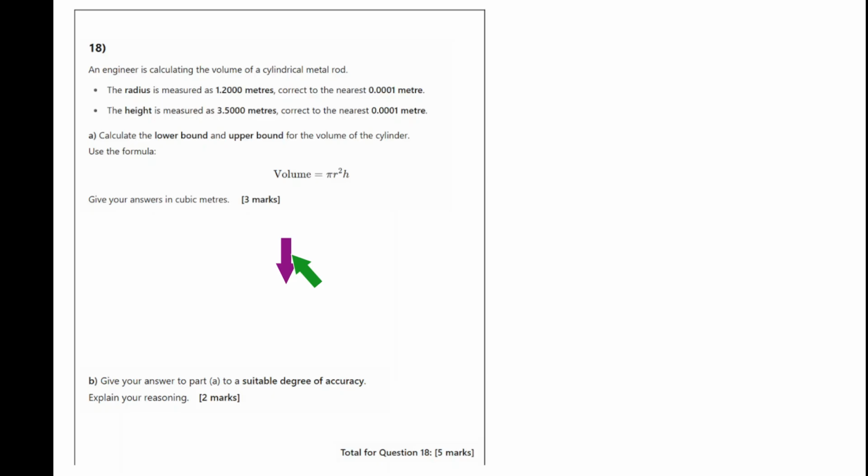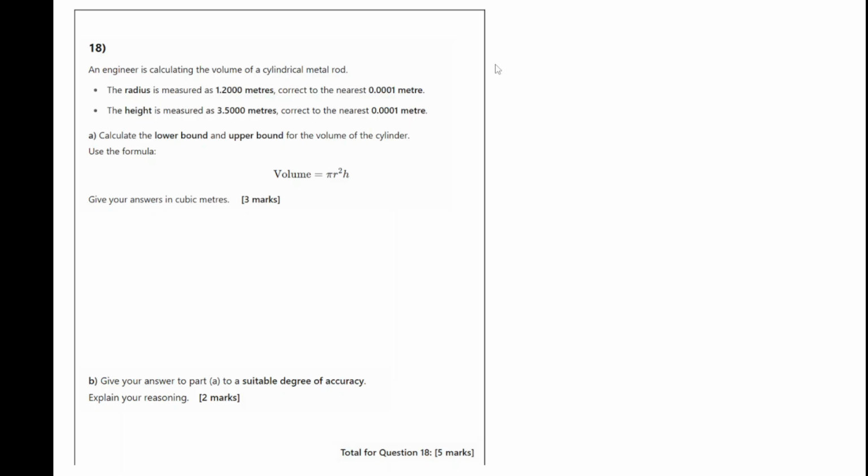Question number 18. An engineer is calculating the volume of a cylindrical metal rod. The radius is measured as 1.2000 meters, correct to the nearest 0.0001 meter. The height is given to an accuracy. Calculate the lower bound and upper bound for the volume of the cylinder. Now the volume of a cylinder is pi r squared h. So give your answers in cubic meters.